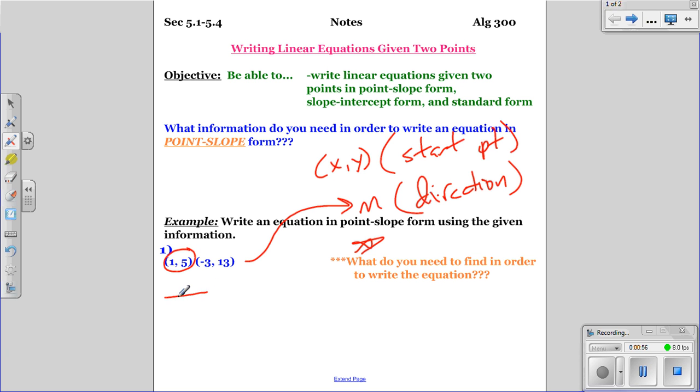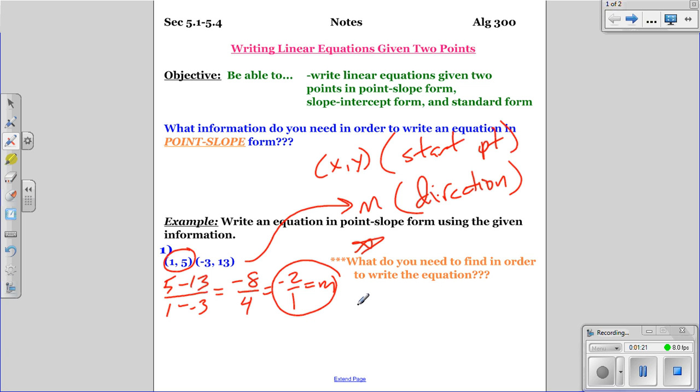So let's first find the slope here. The slope is the y's over the x's, the change. So the y's are 5 and 13, and the x's are 1 and -3. So the two negatives become positive, so we have -8 on top, and then 4 on the bottom, which is -2. Okay, so there's our slope. So that's our m. So we need that and a starting point.